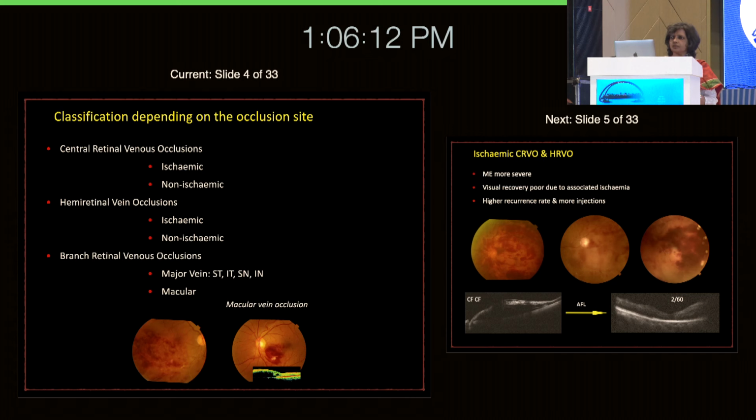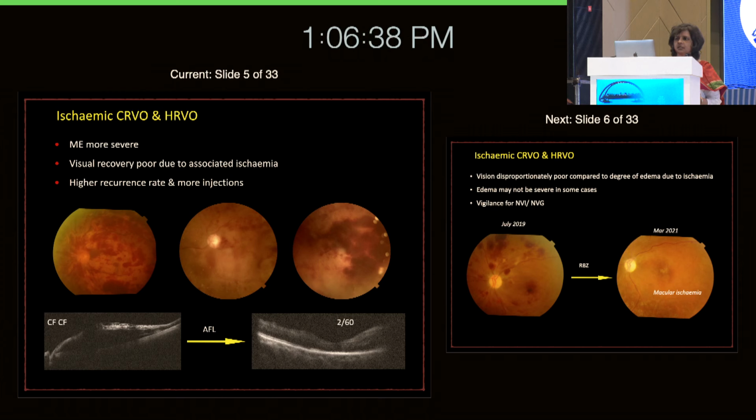Now, classification of retinal vein occlusions depends on the site of occlusion, whether it's a central retinal vein, hemiretinal, or BRVO. And central and hemiretinal vein occlusions could be ischemic or non-ischemic. And the treatment, and more importantly, the prognosis depends on whether it is ischemic or non-ischemic. And in branch vein occlusions, it could be a major or a macular vein. When you're dealing with an ischemic CRVO or HRVO, the macular edema will be very severe.